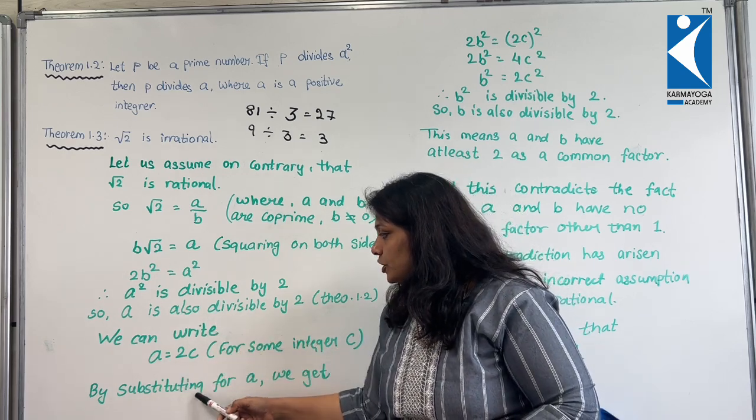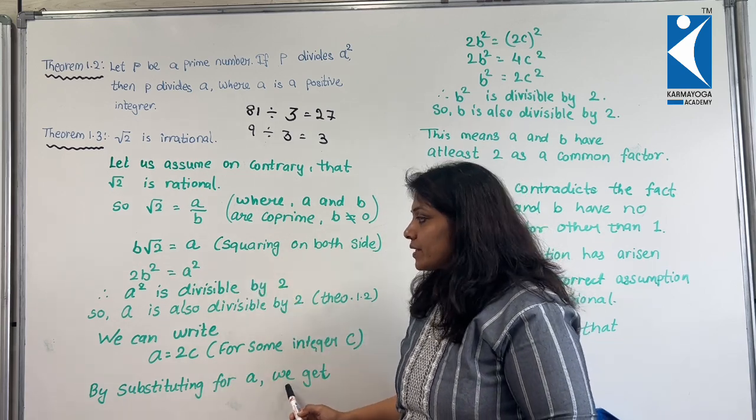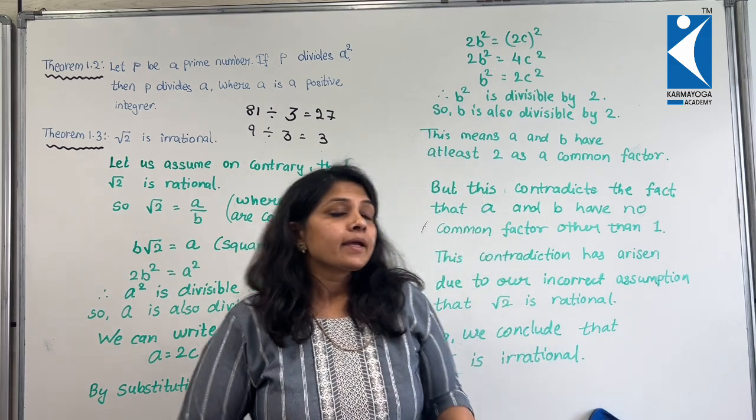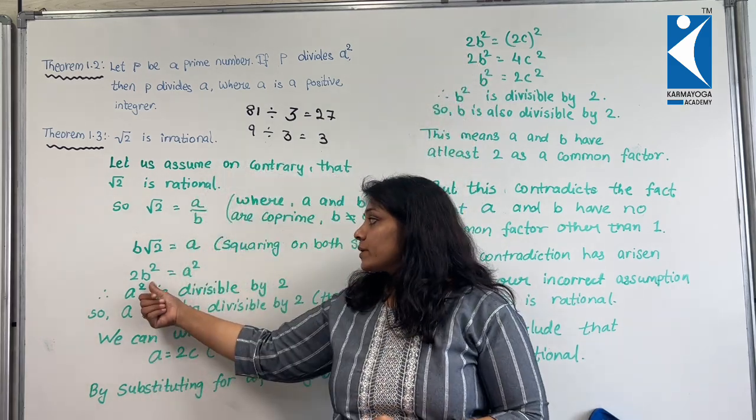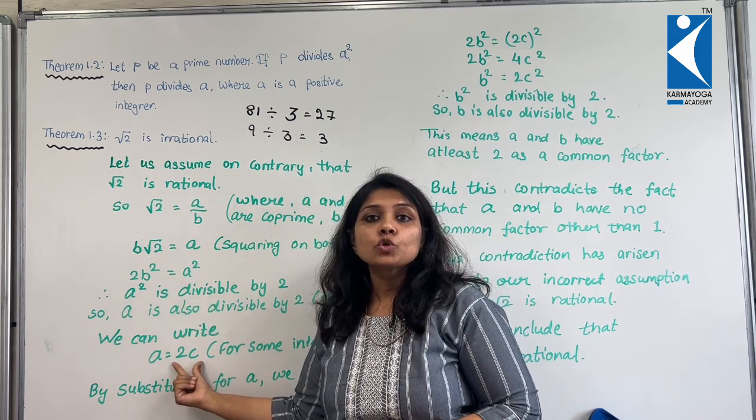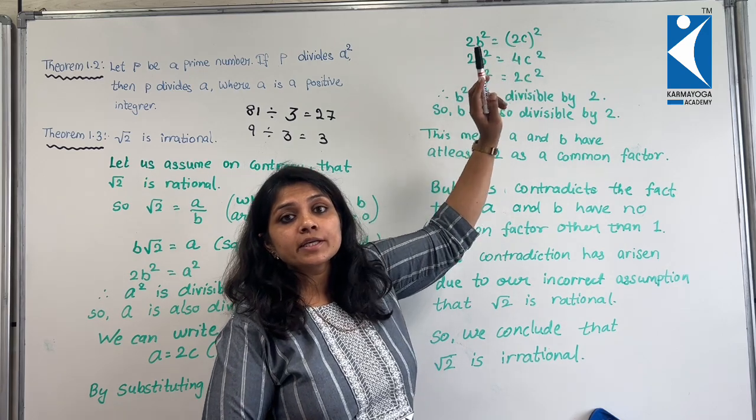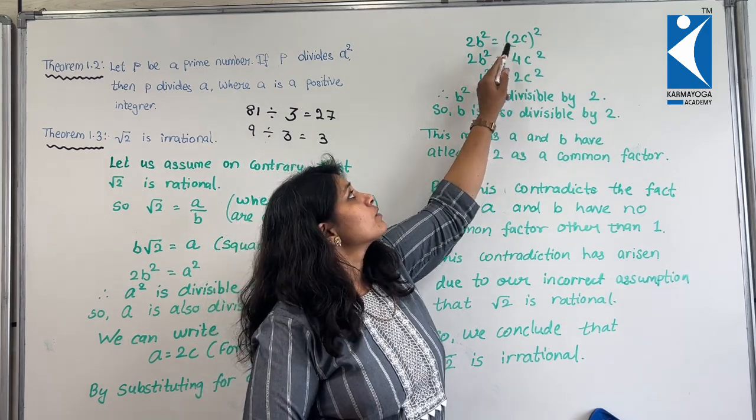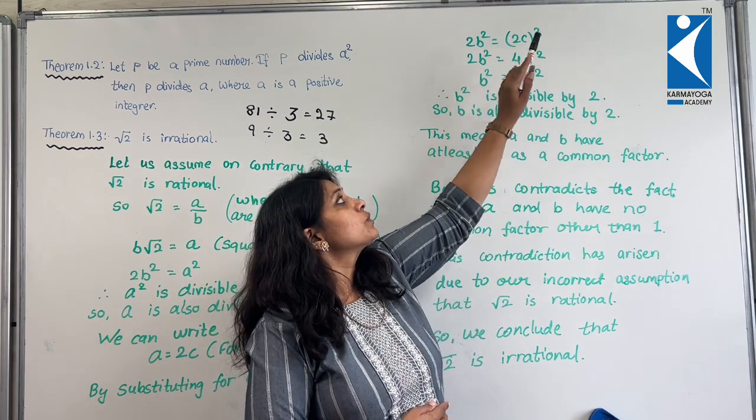So by substituting a equals 2c in this equation, what we will get is 2b square is equal to a square. It was 2b square is equal to a square. In place of a square, we will substitute 2c. So what we will get is 2b square is equal to, in place of a square, we write 2c square. So it will be whole square. In place of the whole a, we replace 2c, so it will be 2b whole square.